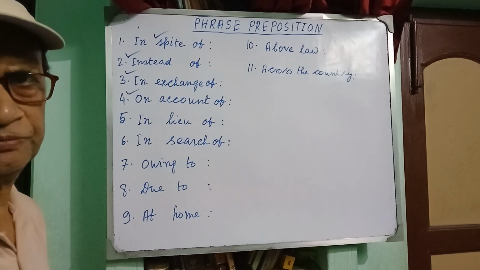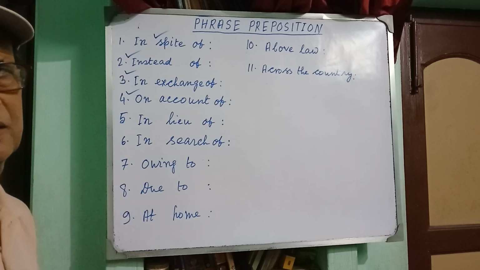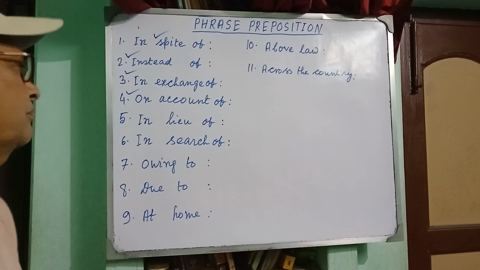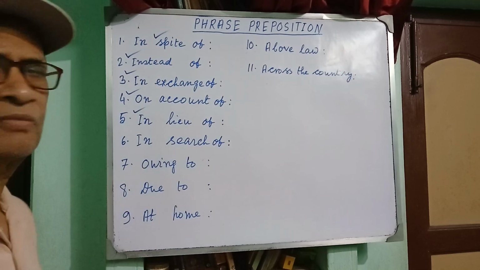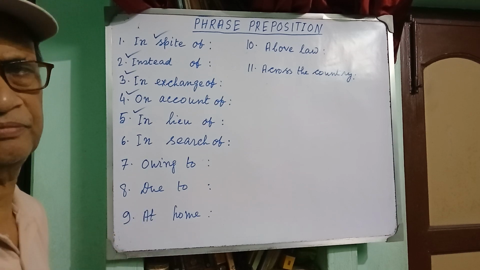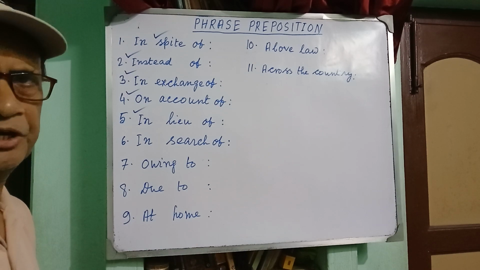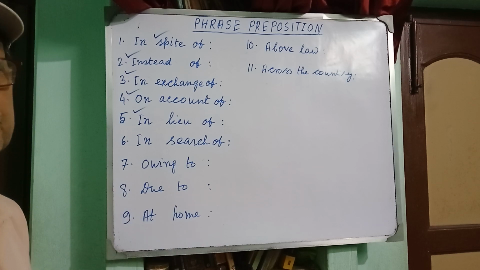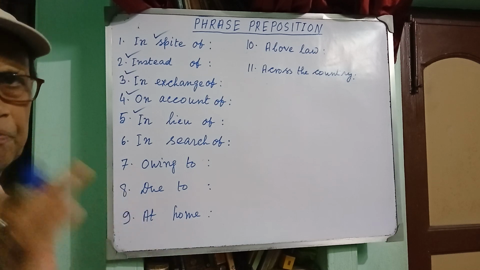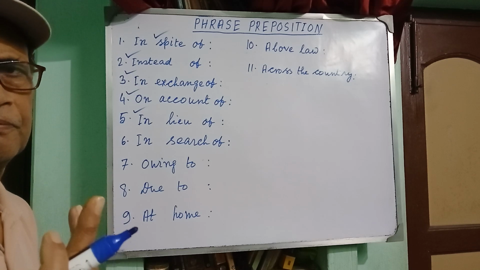On account of means due to or owing to. For example, on account of my illness, I could not attend my classes. On account of. In lieu of also means substituting something. For example, the company has provided me with dividends in lieu of profit. The company has provided me with dividend in lieu of profit.